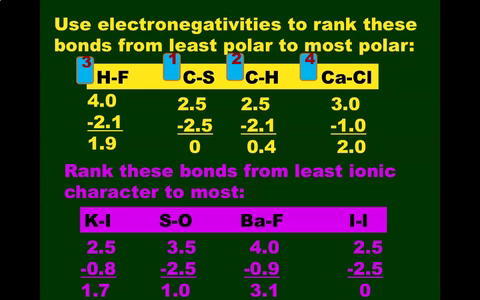But iodine is 2.5. So now this one's least ionic to most, so again, we're looking for the smallest difference to the biggest difference. So we'll start with 0 as our smallest difference, and we'll work our way up. SO is next with a difference of 1. KI was next with a difference of 1.7, and finally BaF was a difference of 3.1.